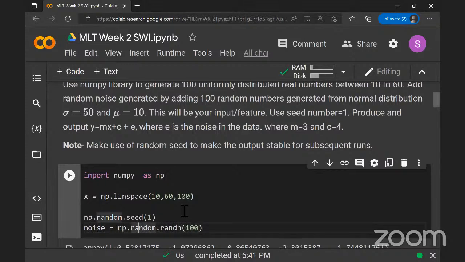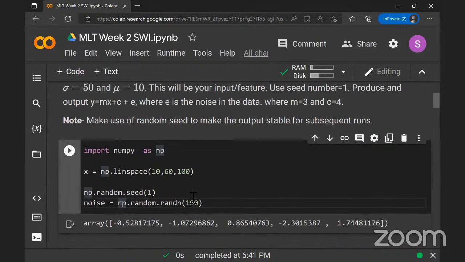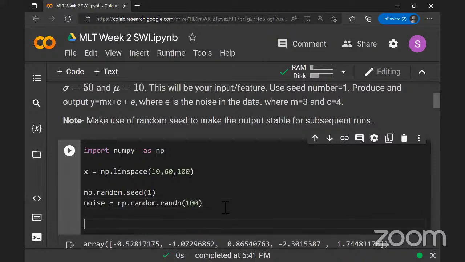But this noise must have 10 mean and 50 standard deviation. Can anyone tell me how to do this? So you have to create a function in which you will return mx plus c, and then you will add the noise to that answer. That's true. So this is noise. y is what I want.